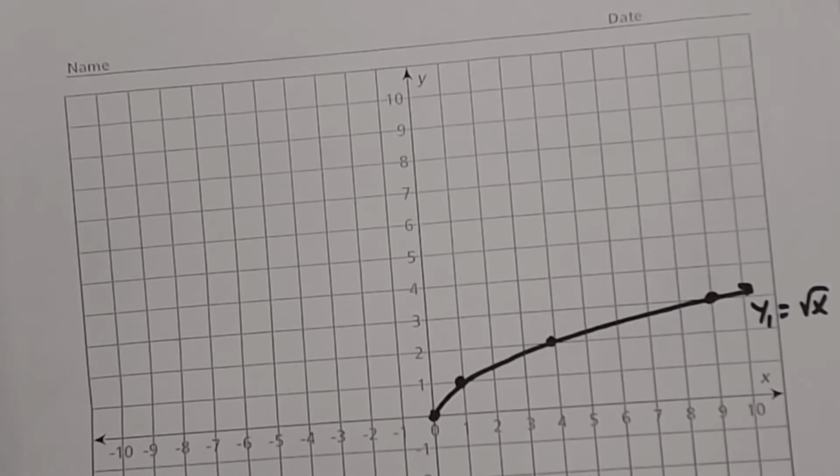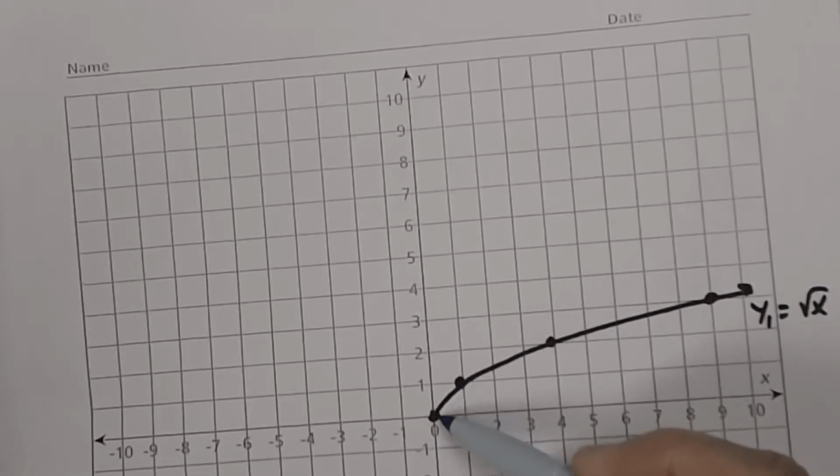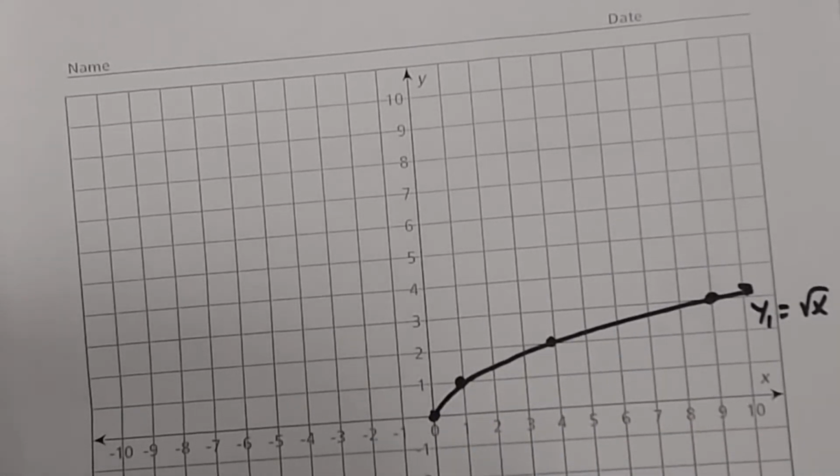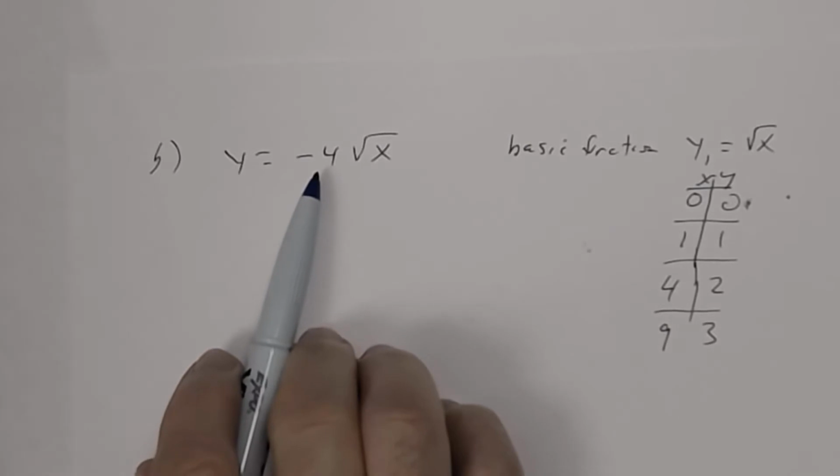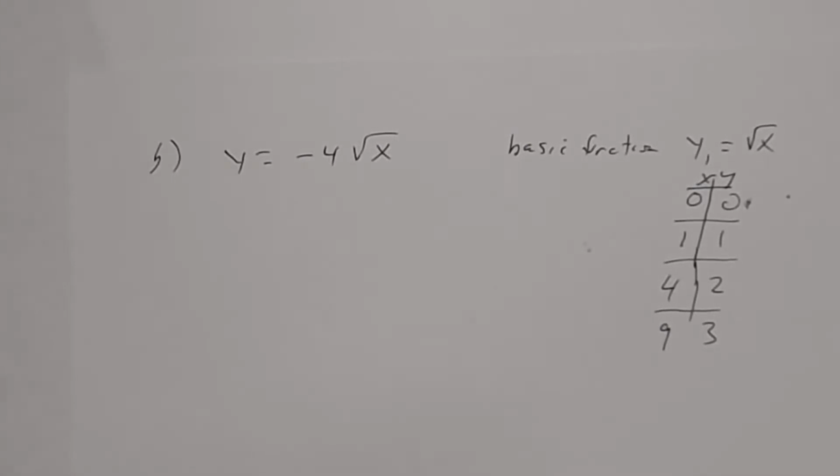So this then is... I want to transform this point. So (0, 0) becomes what point? Well, remember the x value stays the same and the y changes. So I take this y value, which is 0, and I multiply by 4, the absolute value. So remember our steps.